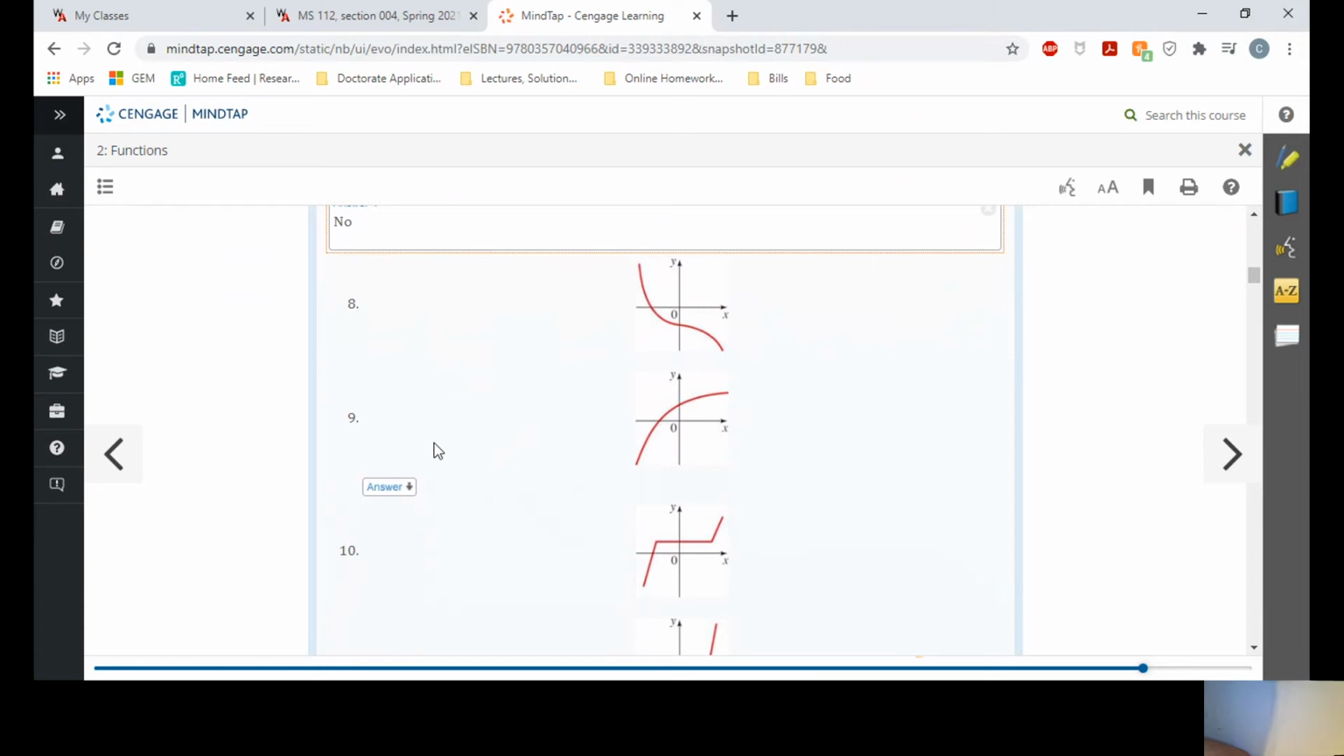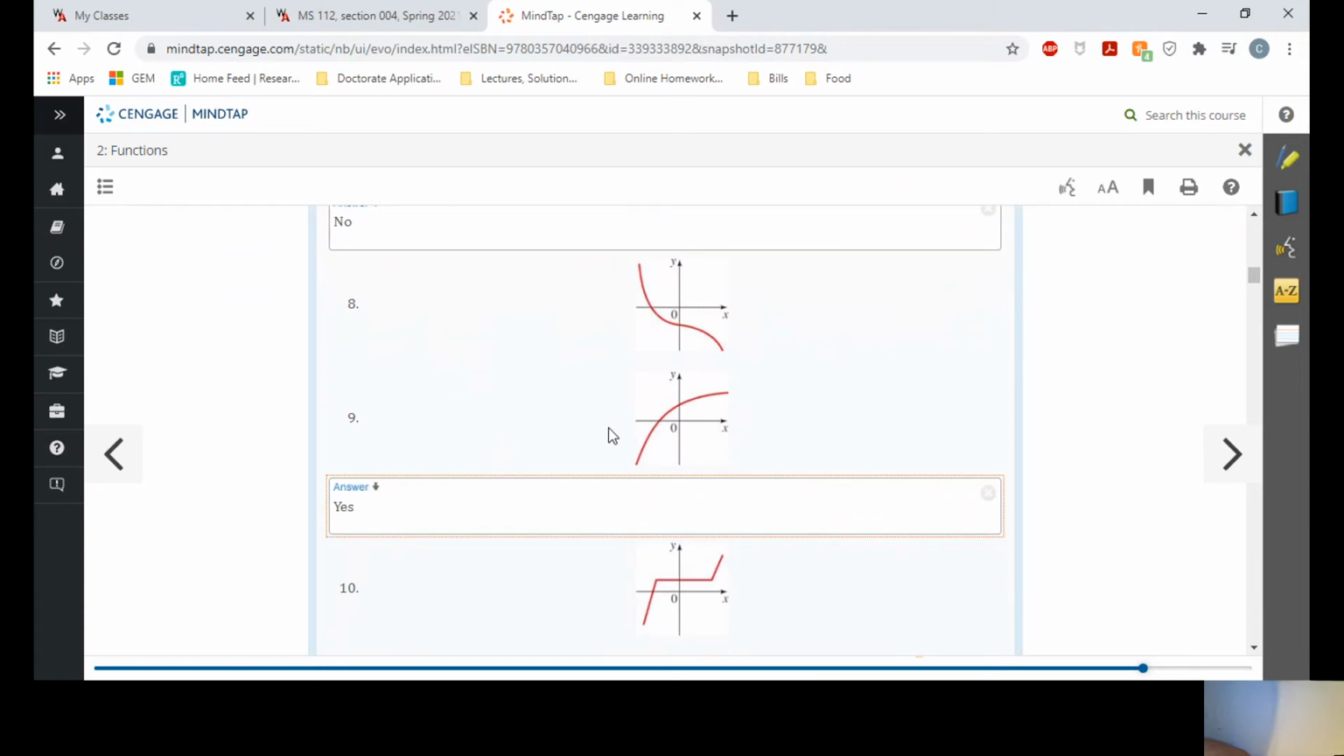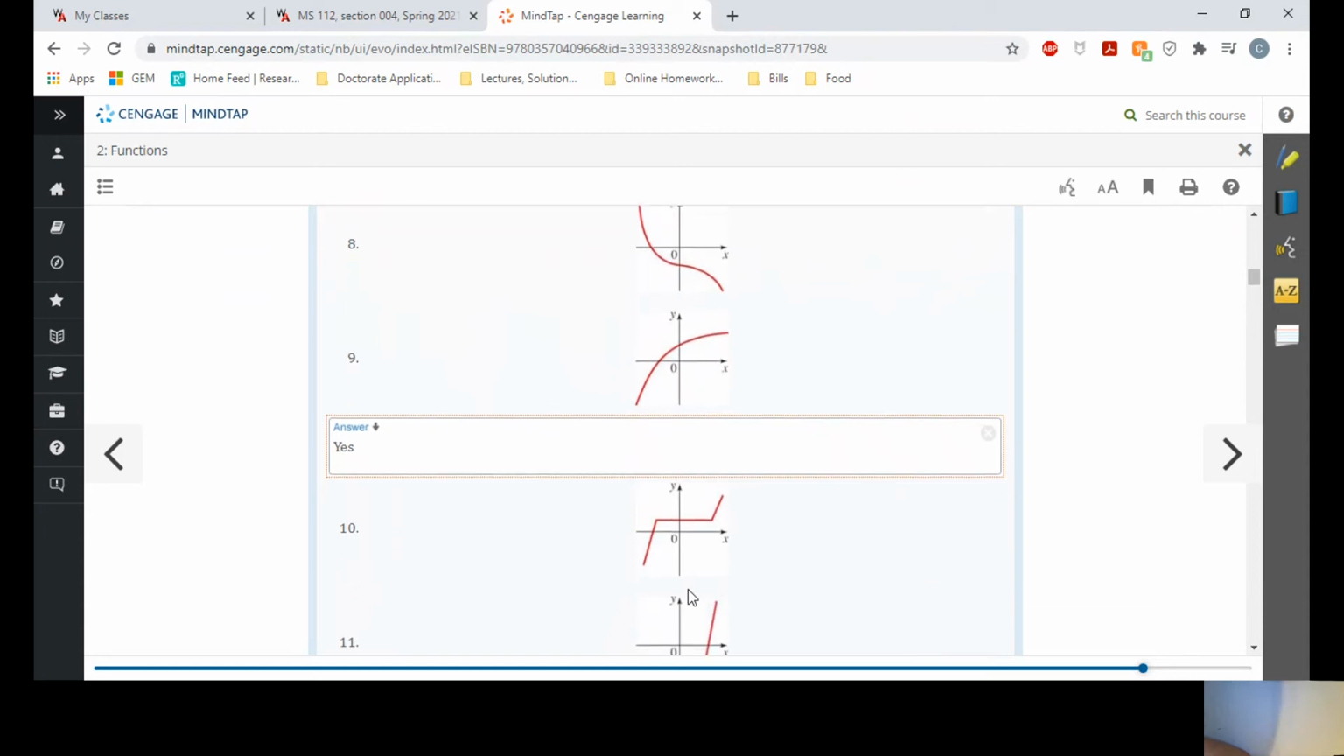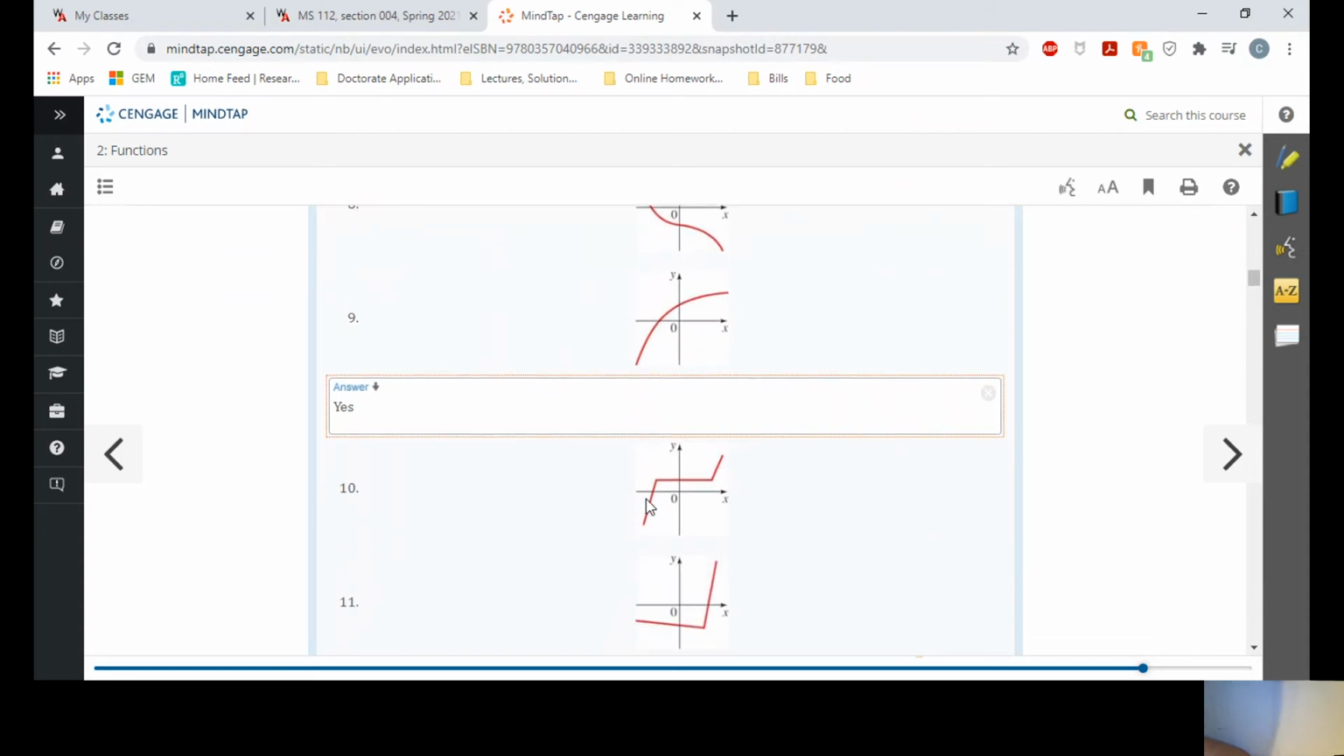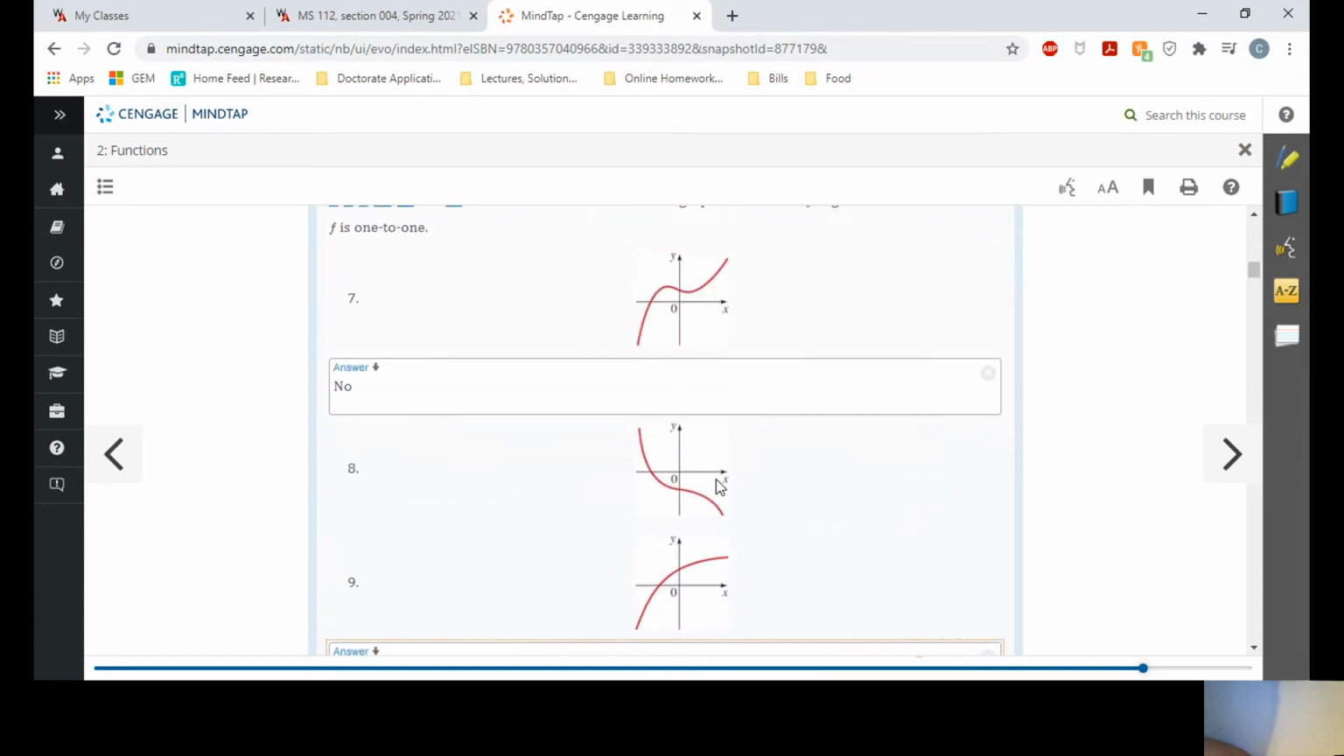9 is definitely okay. So it should say yes. Definitely invertible because it passes the horizontal line test, so it is one-to-one. And this one definitely fails. 10, it's good, it's good, it's good, but then right here, it hits tons of values, right? So that's bad. It is not one-to-one. It is not invertible. It fails the horizontal line test.